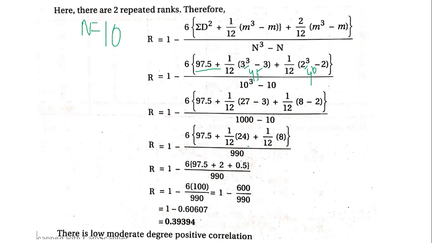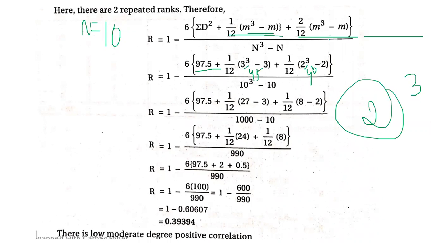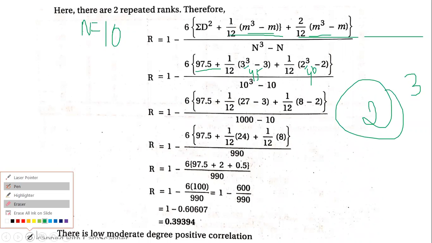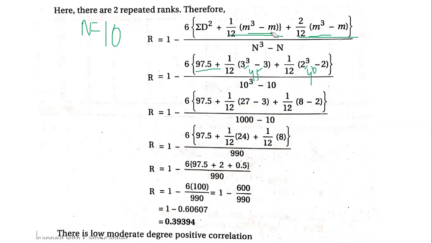If you compare this problem and the previous problem, there were 3 repeated ranks, so we had 3 terms there. But in this problem, you only have 2 repeated ranks, so you only have 2 terms here. That is how you will be able to write the formula.